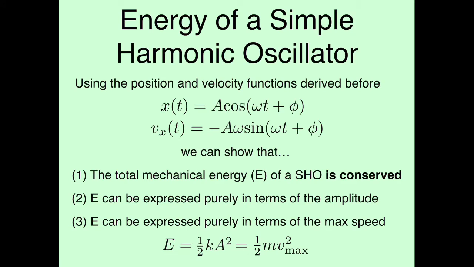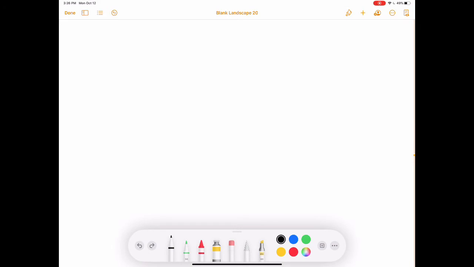Using these previous results, we can show that, 1, the total mechanical energy of a simple harmonic oscillator is conserved. 2, we can express that total mechanical energy E purely in terms of the amplitude. So we're going to derive this equation: E is equal to 1/2 k times a squared. And then finally, E can be expressed purely in terms of the maximum speed also. So the total energy can also be written as 1/2 times m times v max squared. So we're going to prove all these results. Let's get into that.